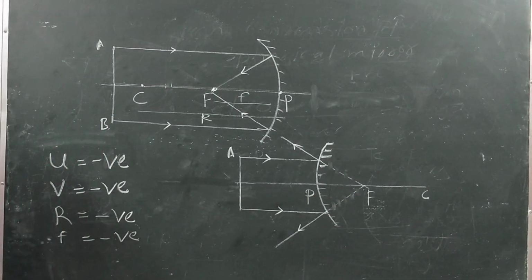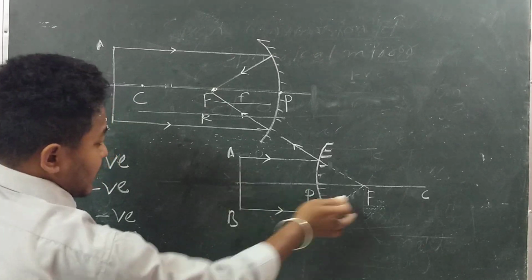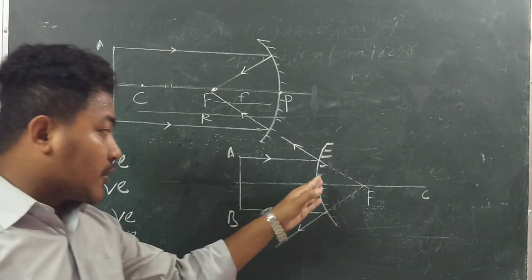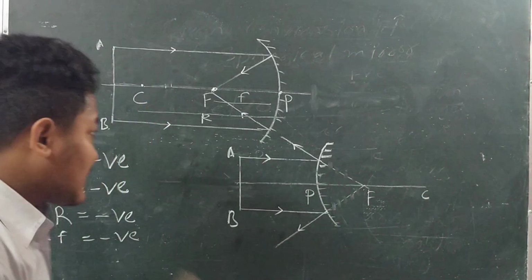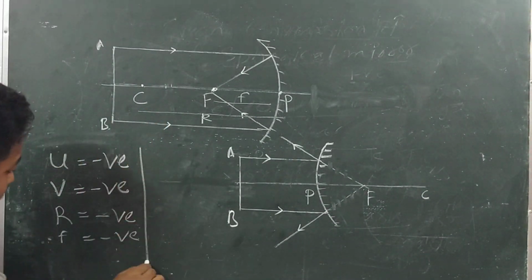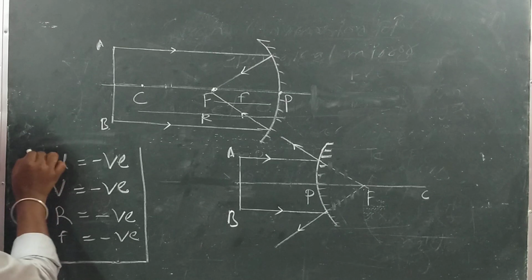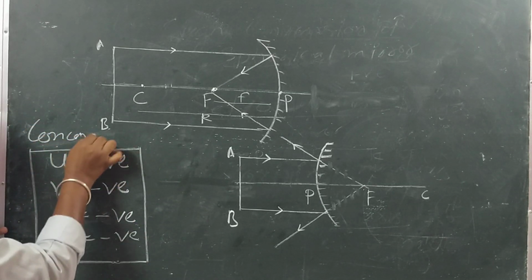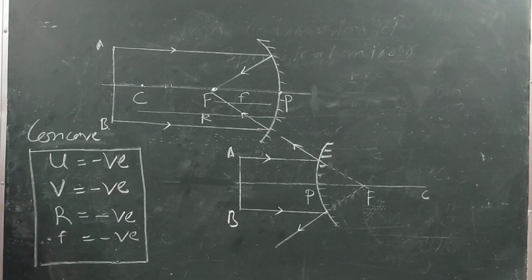Now in this case, this is AB. Image is forming on which side? Image is forming on the right side of the mirror. So in this case, this is for what? This is for convex mirror. One more time, I will explain after telling these things.